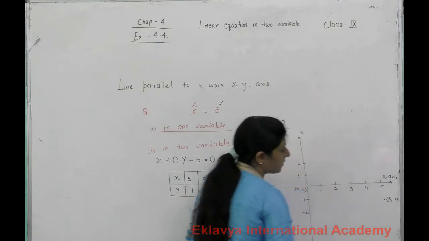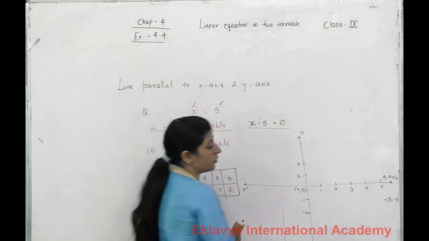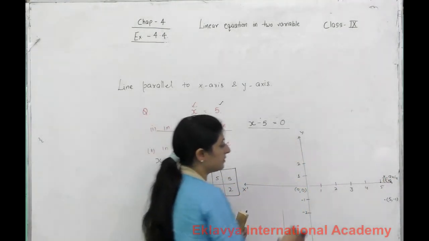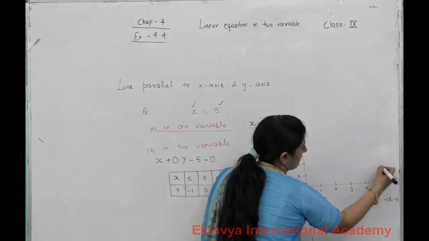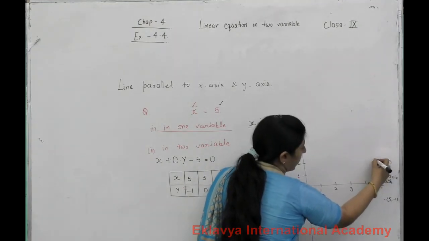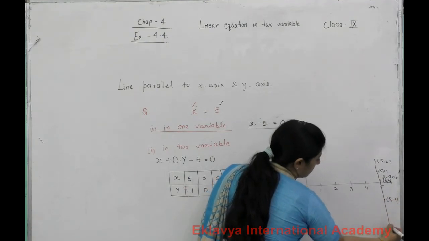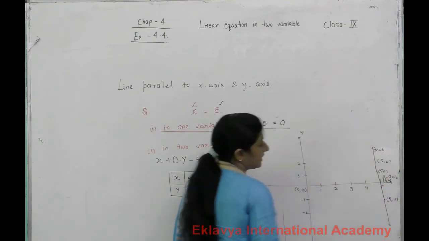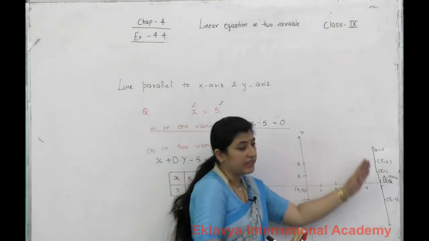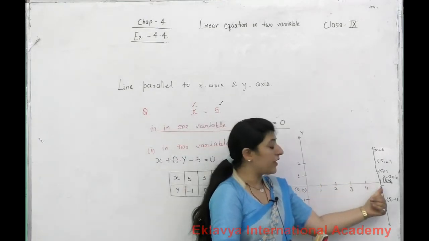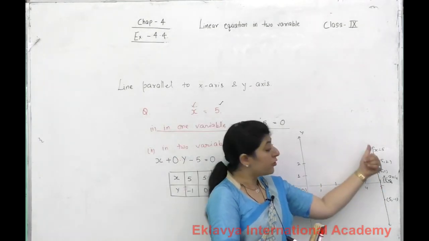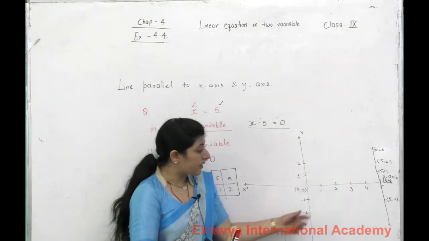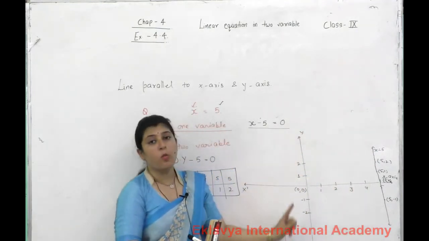5 comma minus 1, 5 comma 0 here, 5 comma 1, 5 comma 2. When you join it, then you get a straight line which is passing through 5 on the x-axis. If you see properly, this line is parallel to the y-axis. Yes or no?